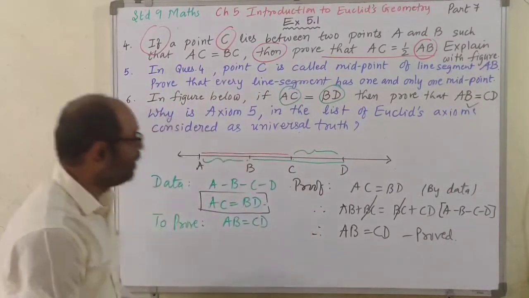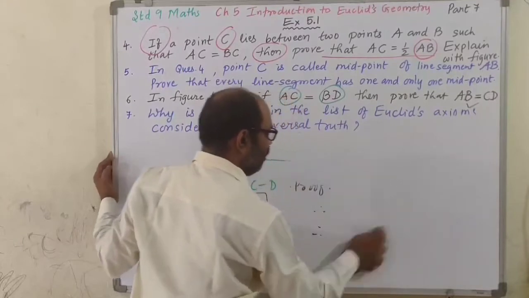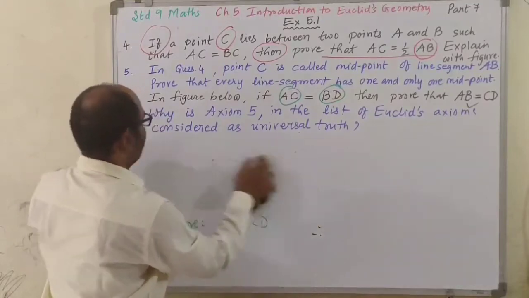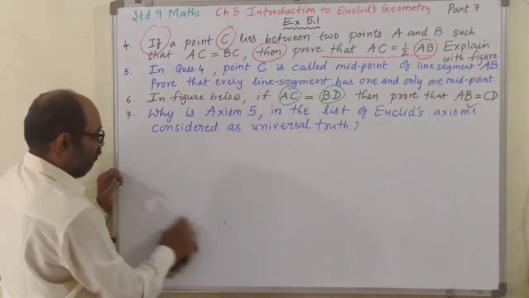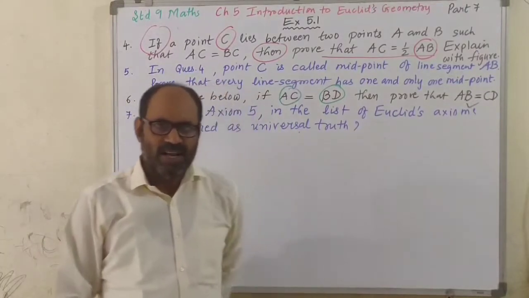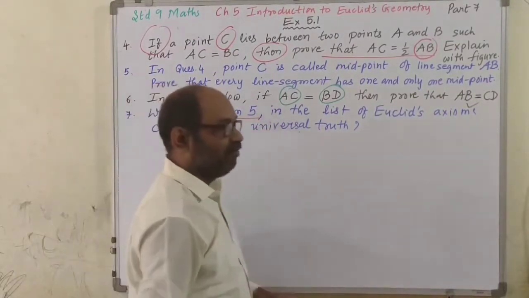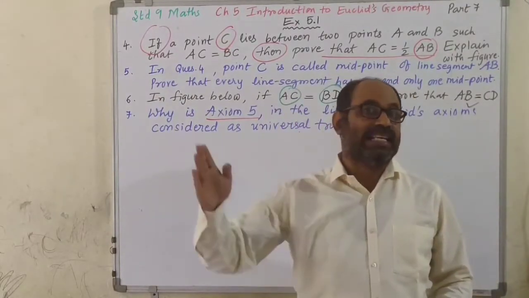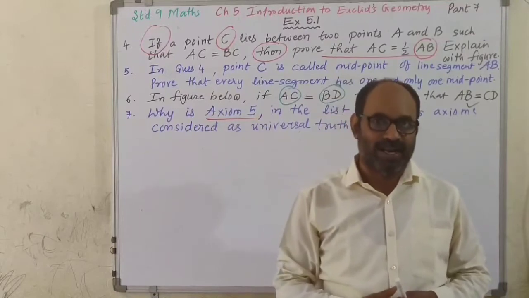Alright. Now let's see the last statement. We'll have to just discuss it. Children, what is the statement? Why is axiom 5 in the list of Euclid's axioms considered a universal truth? In fact, all axioms are considered universal truth, but they are asking you particularly about axiom 5 of Euclid. And what is axiom 5 of Euclid? The whole is always greater than a part. A whole thing is always bigger than its part.